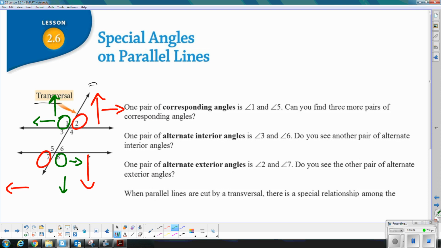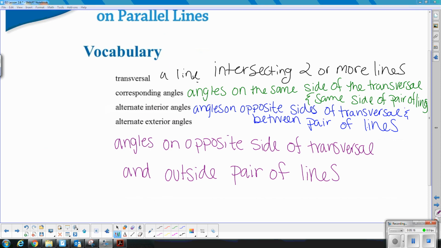So going back to the first slide, jot down those definitions for transversal, corresponding angles, alternate interior angles, and alternate exterior angles. In the definitions, you should have: a transversal is a line intersecting two or more lines. Corresponding angles are angles on the same side of the transversal and the same side of the pair of lines. Alternate interior angles are angles on opposite sides of the transversal, and they are in between the pair of lines. And alternate exterior angles are angles on opposite sides of the transversal and outside the pair of lines.